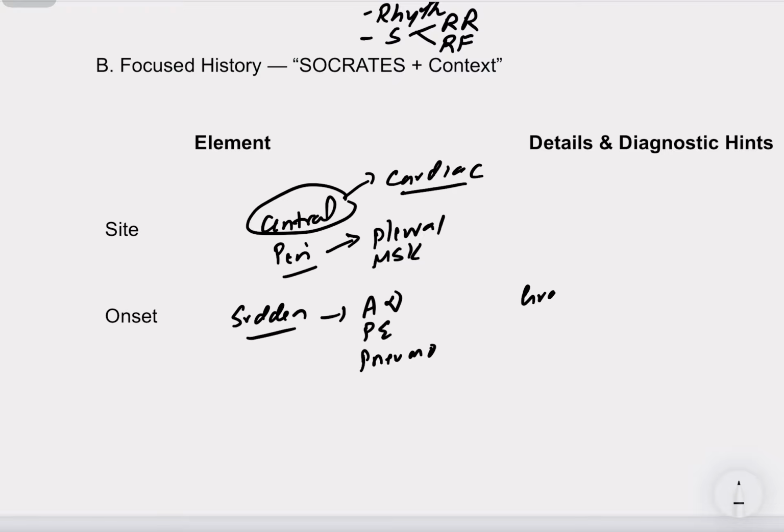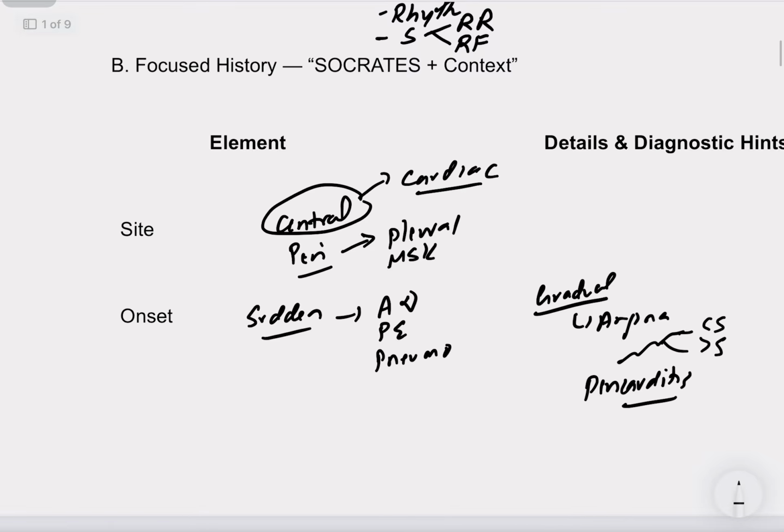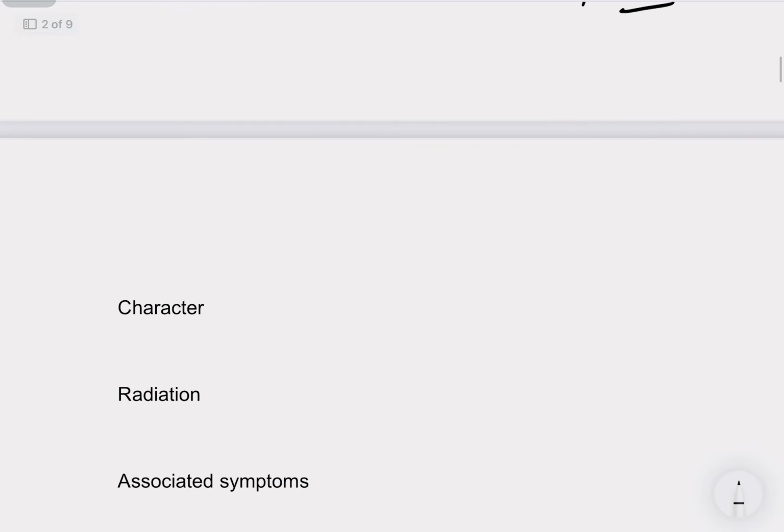Gradual onset of chest pain can be due to angina. Remember, in angina the chest pain gradually increases. In stable angina it will last less than 5 minutes, and unstable angina can be more than 5 minutes. Anginal pain or pericarditis pain can be gradual. After that we look at the character. Pressure or heaviness in the chest can be due to acute coronary syndrome, and tearing type chest pain can be due to aortic dissection.